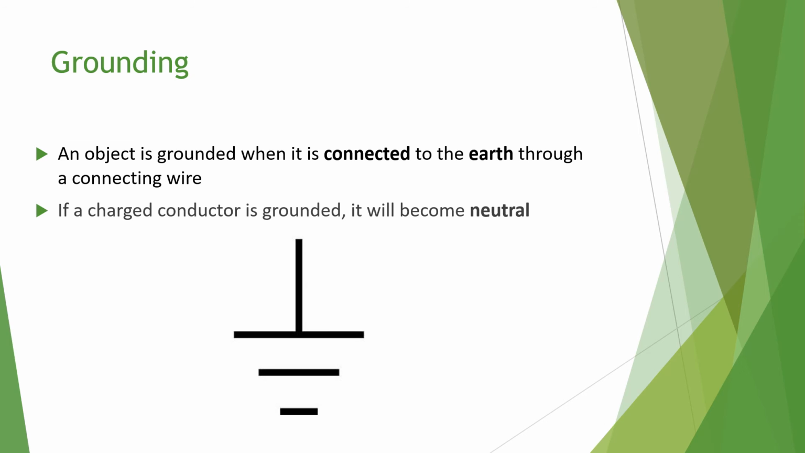Grounding. An object is grounded when it is connected to the earth through a connecting wire. If a charged conductor is grounded, it will become neutral. So we talked a little bit about grounding when we did the lightning lesson, because lightning rods help to ground the excess electricity. So remember, like different barn roofs or home roofs will have a metal rod because it's a good conductor of electricity, and when lightning strikes, it'll provide a safe path for electricity to flow down into the ground. So that would be an example of grounding.